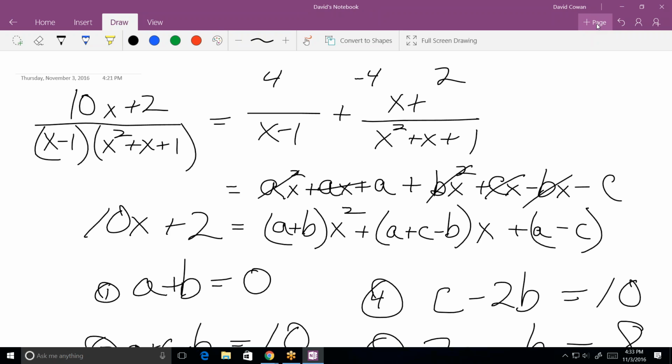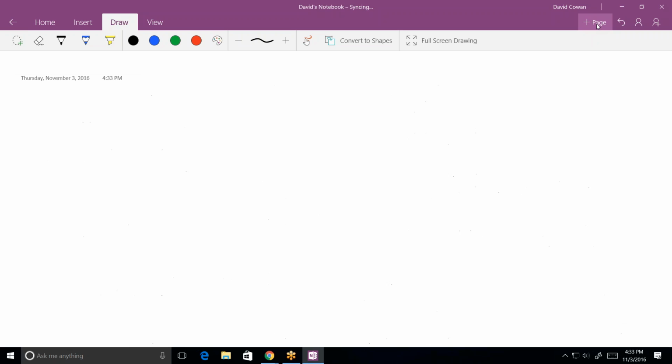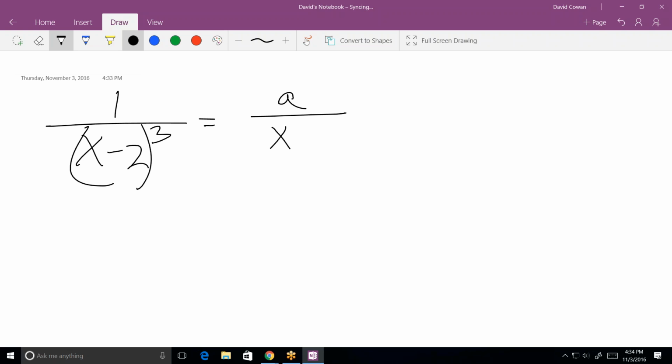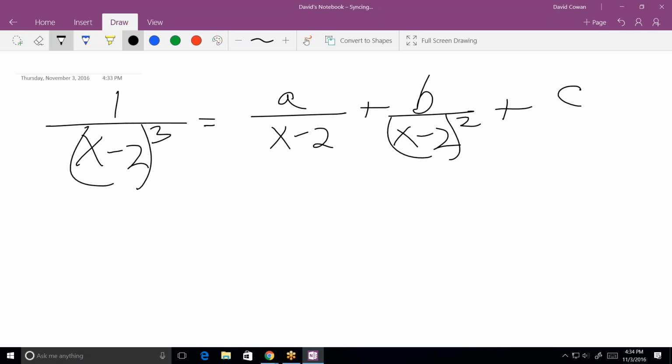I know, let me just give you another one. If I had, say, 1 over x minus 2 cubed, you have to have 3 terms on the right. You have to have a over x minus 2 plus b over x minus 2 squared plus c over x minus 2 cubed.